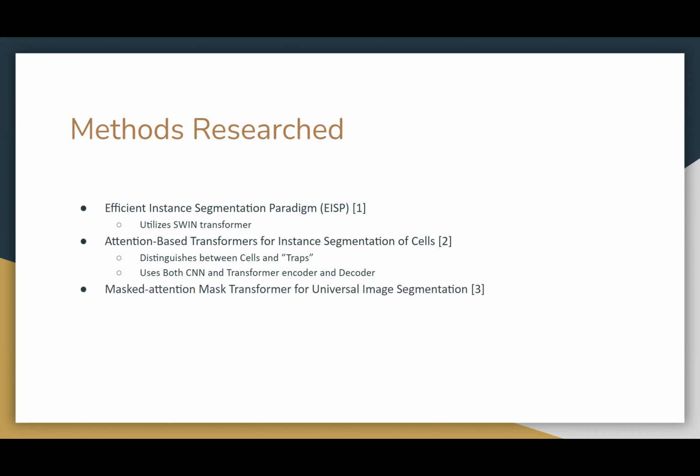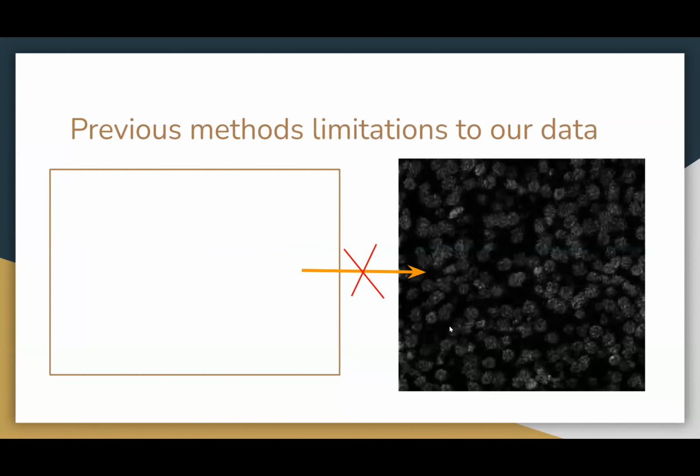Then finally, we have Mask2Former, the masked-attention mask transformer for universal image segmentation, which is instance, panoptic and semantic segmentation all in one. And this uses a CNN backbone, pixel decoder, and transformer decoder with mask attention. To show why these won't necessarily work the best with our model, I'm going to pass it over to Tristan.